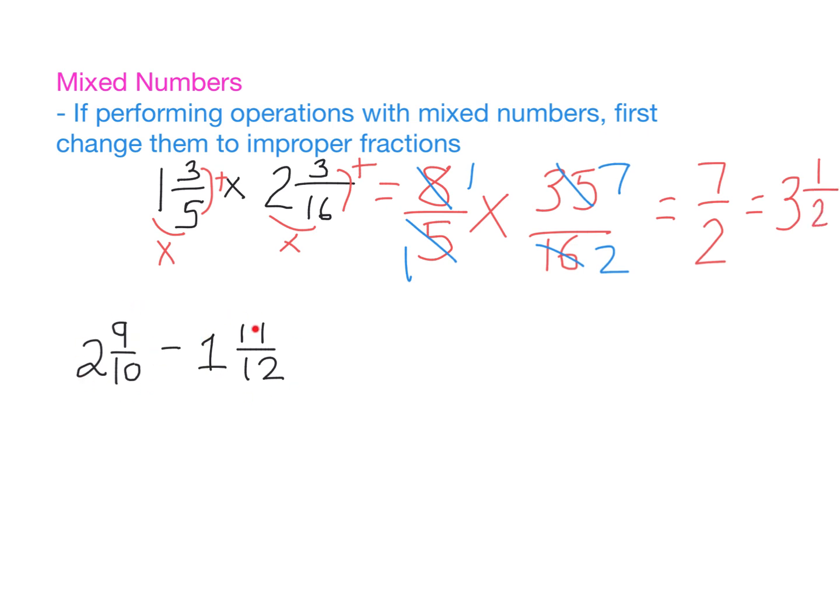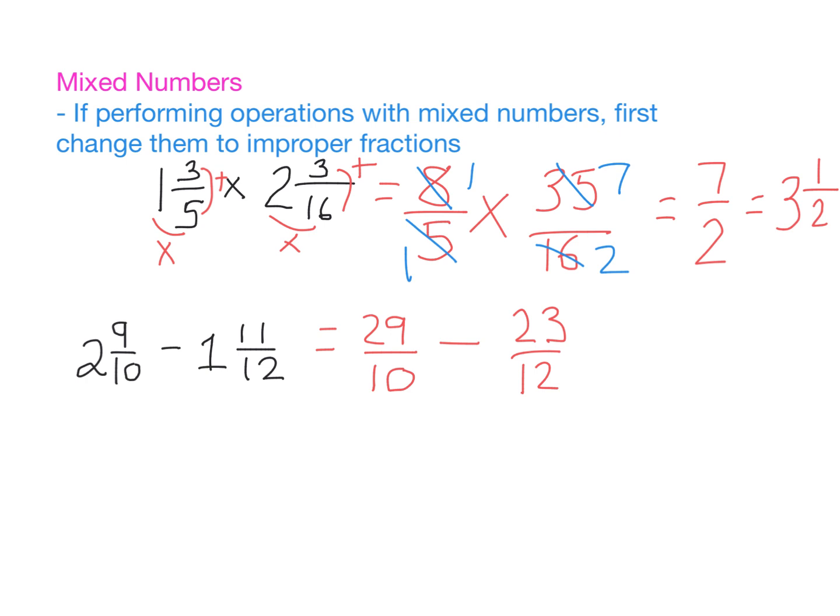All right, let's look at this one here. So I have 2 mixed numbers. My first step is to convert to improper fractions. So 2 and 9/10, I go 2 times 10 plus 9 goes on top, keep the same denominator. 1 and 11/12, 1 times 12 plus 11 is 23, keep the same denominator. Okay, I now have to subtract fractions, but they have a different denominator. So I need to make them have the same denominator.